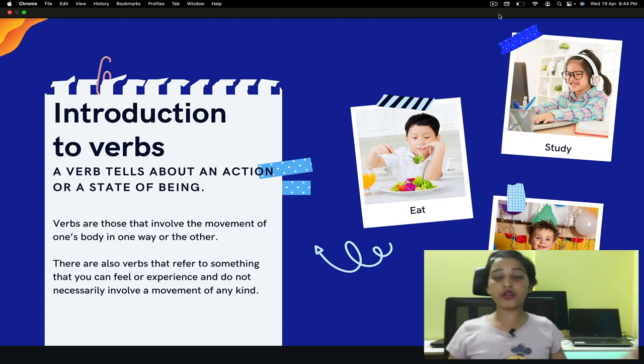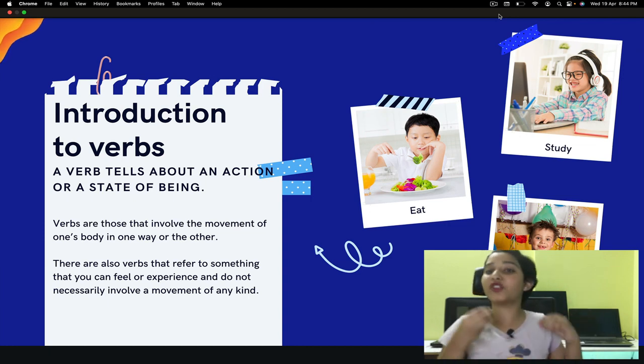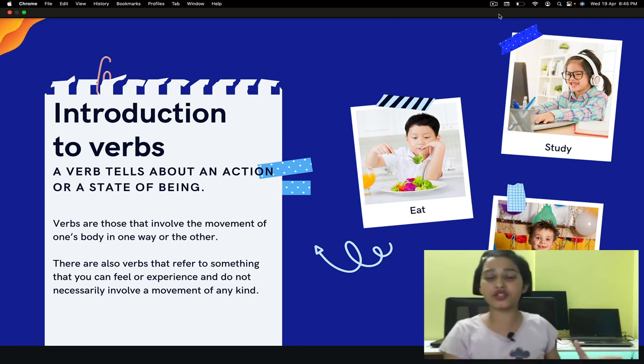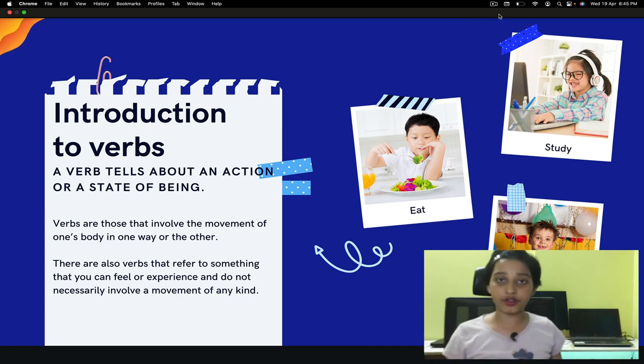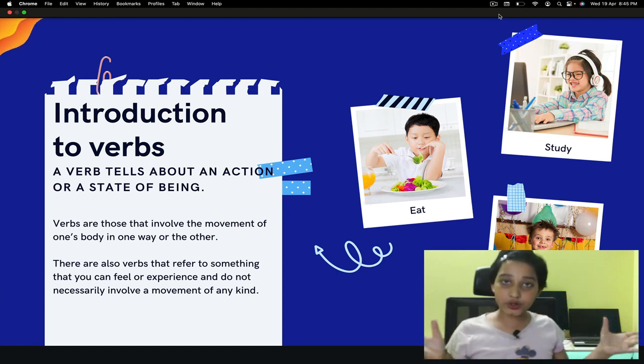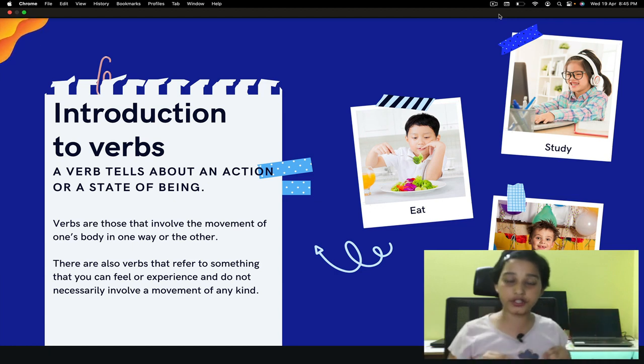If you're standing, it's a verb. If you're dancing, it's a verb. If you're eating, it's a verb. If you're playing, it's a verb. If you're studying, it's a verb. If you're reading, it's a verb. So every action is a verb. Whatever we are doing is a verb. Like, I am shooting a video. Here, what am I doing? I'm shooting. So shooting here is a verb.